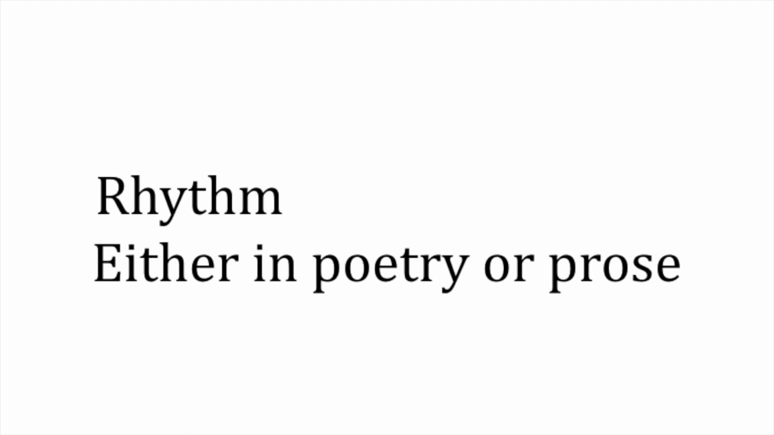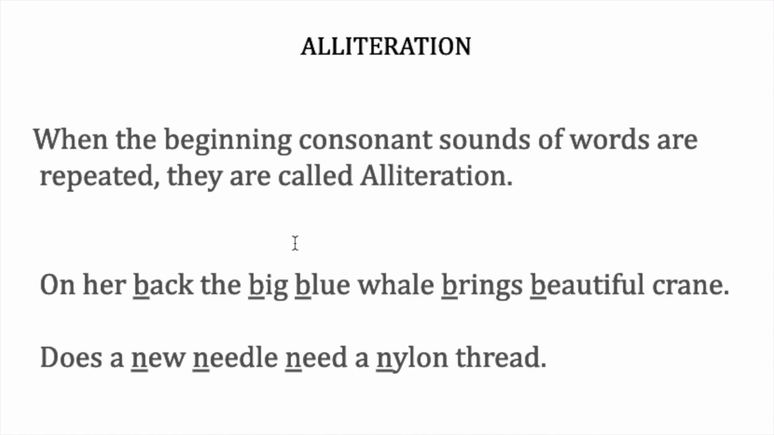To begin with, let me start with alliteration. Alliteration is related to consonant sounds basically. So let me read the definition, which is right there on your device. When the beginning consonant sounds of words are repeated, they are called alliteration. So it has to do with the consonant sounds towards the beginning of the words, never in the middle or towards the end. So alliteration means the repetition of consonant sounds towards the beginning of the words.